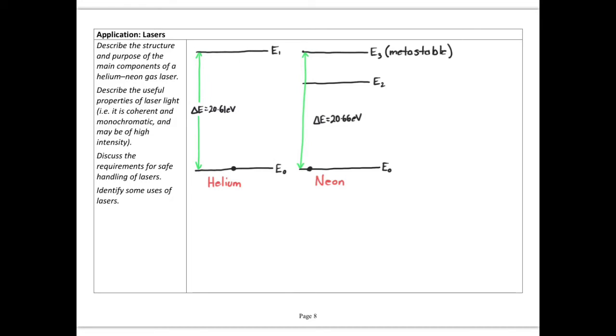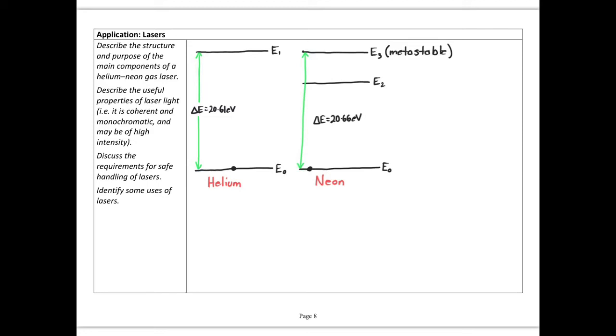So what we have in a helium neon laser, which is the example we're going to look at, is a mixture of helium and neon gas. And the reason we choose these two is firstly, neon has a metastable state at about 20.66 electron volts. So that's a long-lasting excited state. And helium happens to have a very similar energy level gap between its ground state and its first excited state. So this is the third excited state for neon.